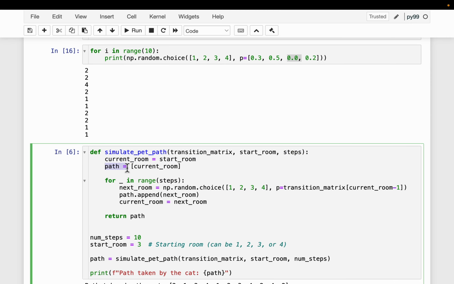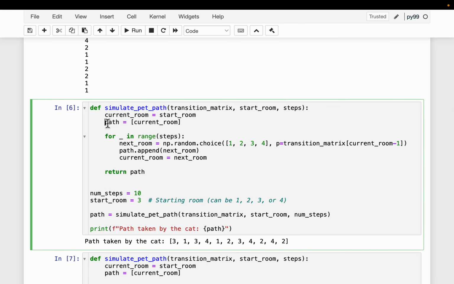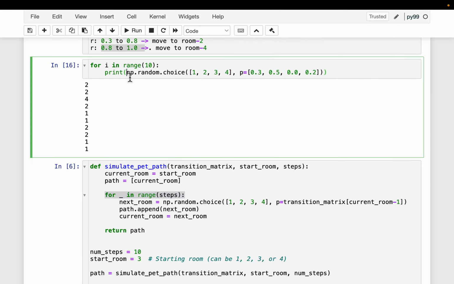And here we define a path. So we are going to see, at the end of the 10 steps, what is the path taken by the pet. So for that, we define this variable path. And initially, it's the current room. And here we are simulating it for the chosen number of steps, 10 in this case. We are just calling this function.